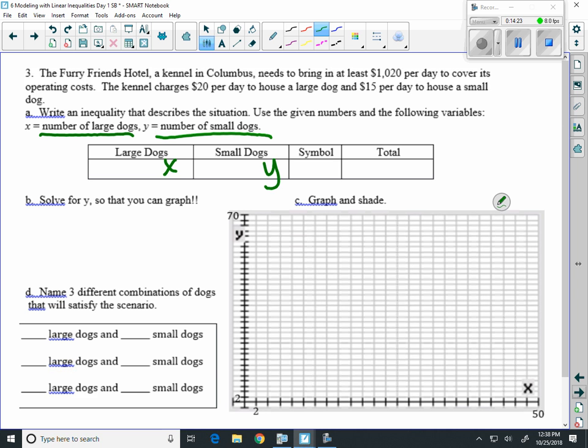How much is it for a large dog? $20. So it's 20 per dog, so 20X. And then for small dogs, it's 15. So that's 15 per dog, or 15 times Y. How much money do they need to bring in a day? Yep, $1,020. So the total that they make over here, large plus small, does that need to be less than or greater than 1020? Can it be equal to? Yeah. You bet. Okay, it can be equal to. So I want you to rewrite and solve for y, please.